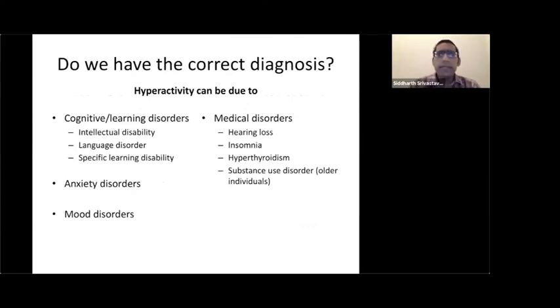So this is a really simple example, but the point I want to raise here is, do we have the correct diagnosis? Not all hyperactivity is ADHD. Hyperactivity can be due to cognitive learning disorders such as intellectual disability, language disorder, specific learning disabilities, especially if these are not recognized and treated appropriately. Anxiety can look like a lot of things in young children. It could look like ADHD. Mood disorders like depression can sometimes appear as behavioral dysregulation that can mimic ADHD. And as I mentioned earlier, it's really important to consider the possibility of a medical problem like hearing loss, trouble sleeping.